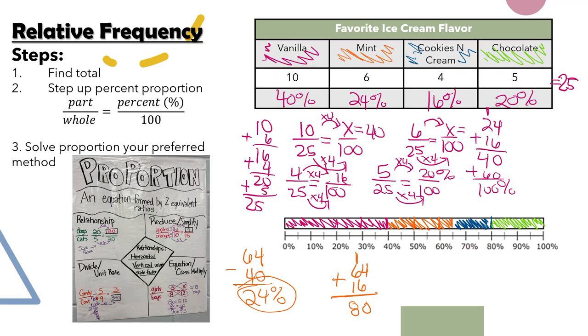And there we go. We have completed our relative frequency table and our percent bar. Let's try another one. So these are animals at the zoo.